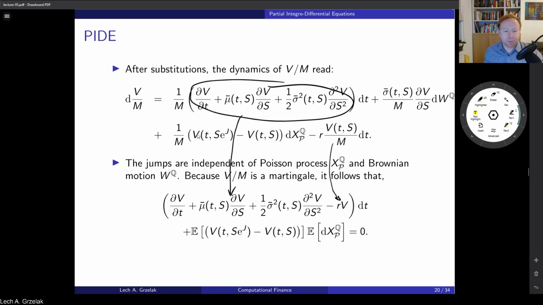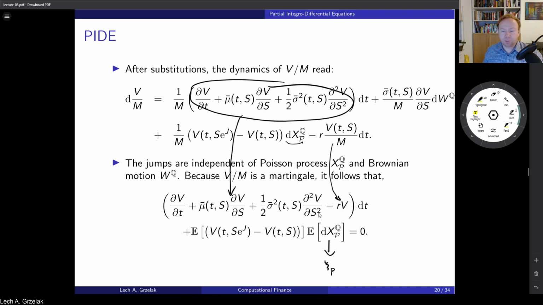And now we have an expectation of a value of derivative, which depends on a jump size, minus V of t, S. This is also known. This can be taken outside the expectation. Actually, it will be just a V(t, S). And we also have an expectation, which corresponds to this term, of dX_p under measure Q. And we know that this expectation is simply equal to psi_p. So here we end up, of course, with minus V psi_p, together with minus rV.